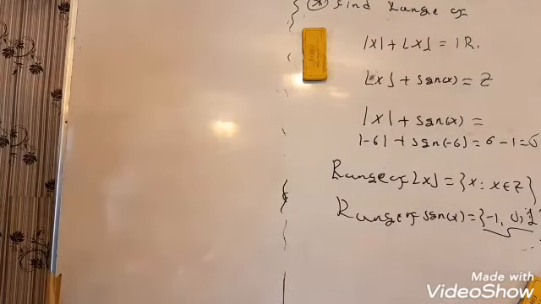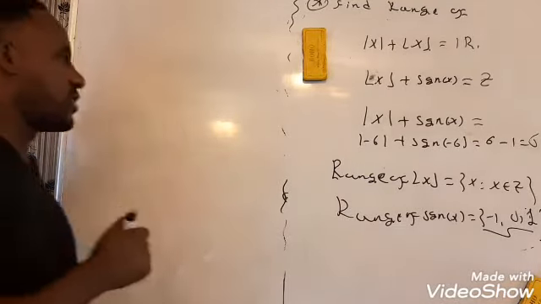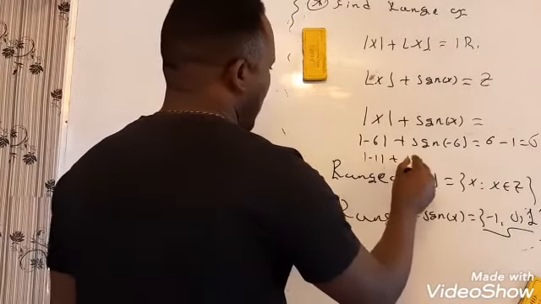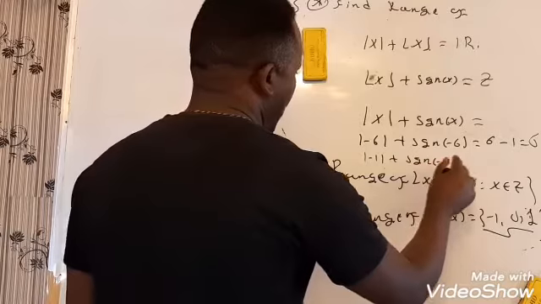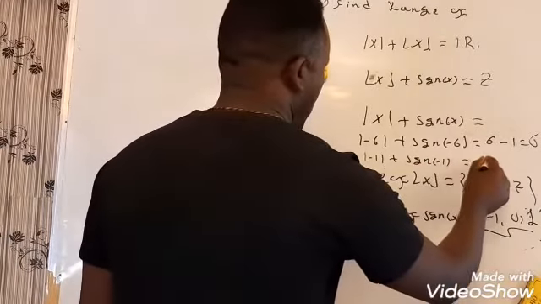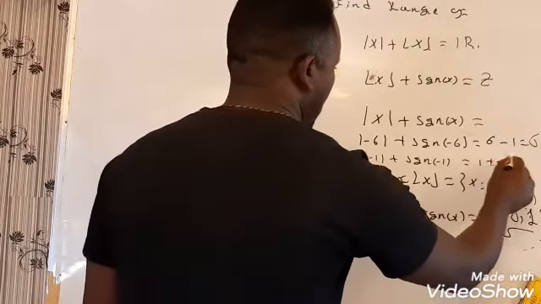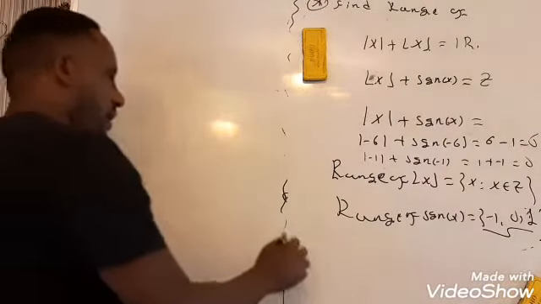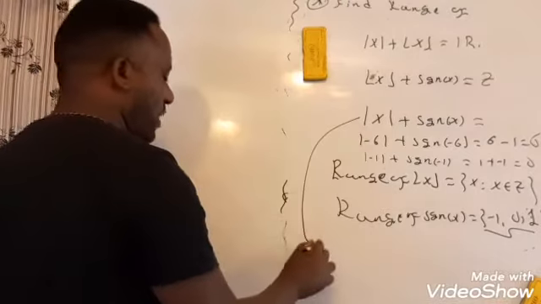That means there is no possibility of a negative result. For example, take x equal to minus 1. The absolute value of minus 1 plus the signum of minus 1 is 1 minus 1, which is 0. That is not negative. Similarly, let's take this one for this problem.